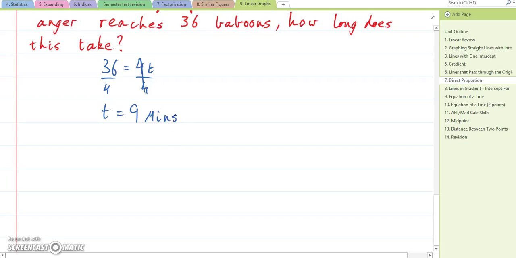So make sure you're stating any units for these, but they're pretty straightforward questions. It's just like what we've been working on, but in worded form.